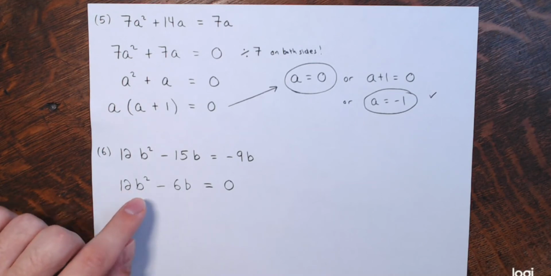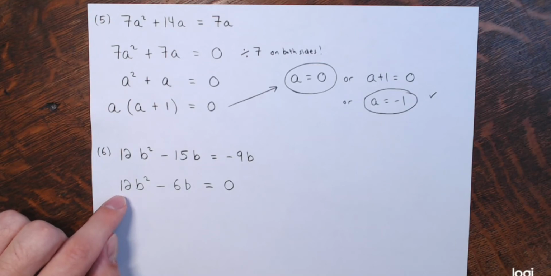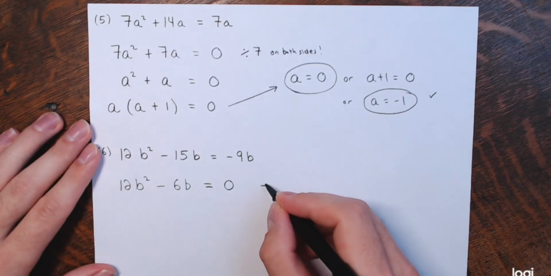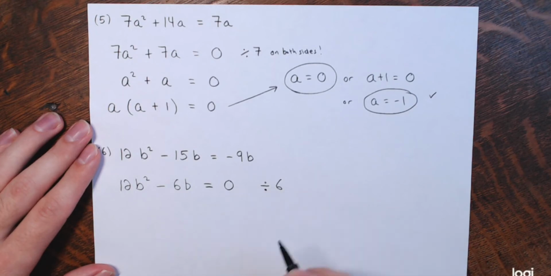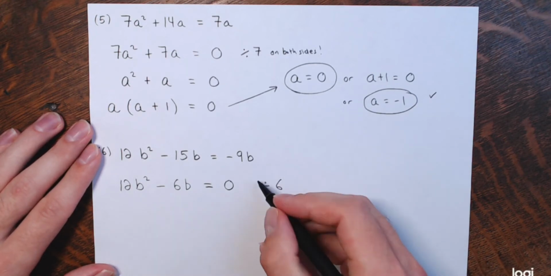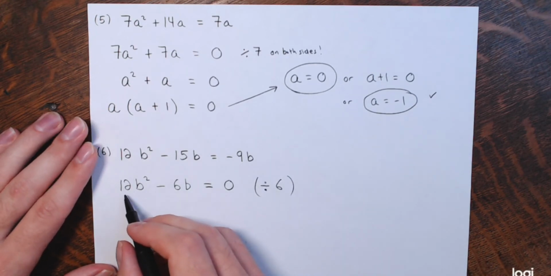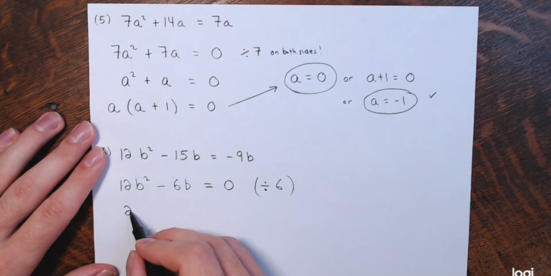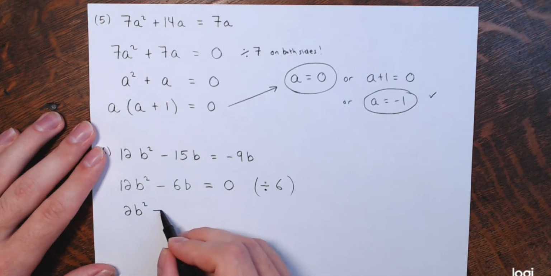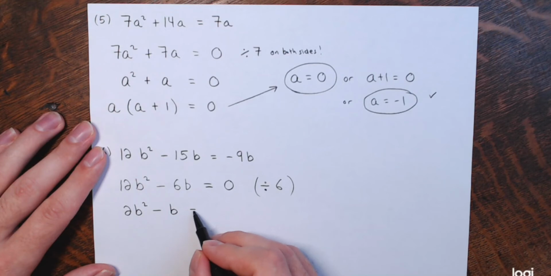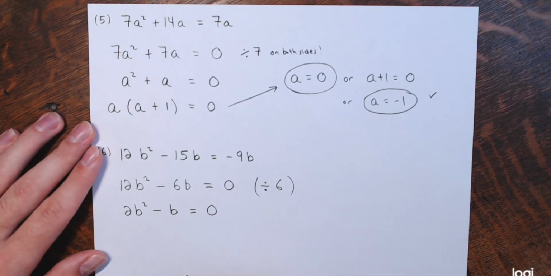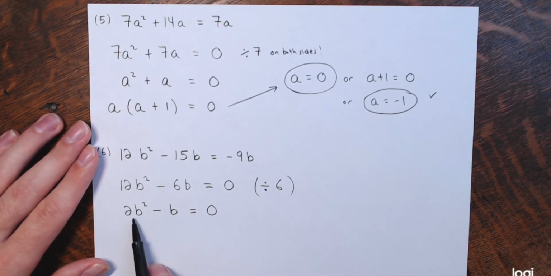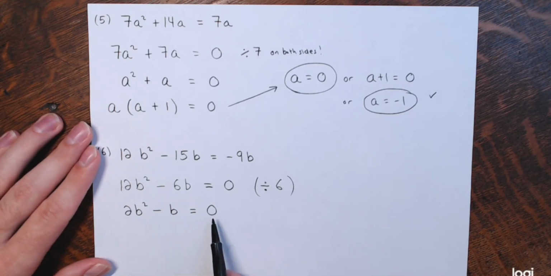And just as in example 5, you can keep it the way it is, but I'm noticing that each of these coefficients is a multiple of 6. So what I'm going to do is divide both sides by 6. That'll make this 2b squared minus 1b equals 0. So now I have 2b squared minus b equals 0, polynomial on one side, 0 on the other.